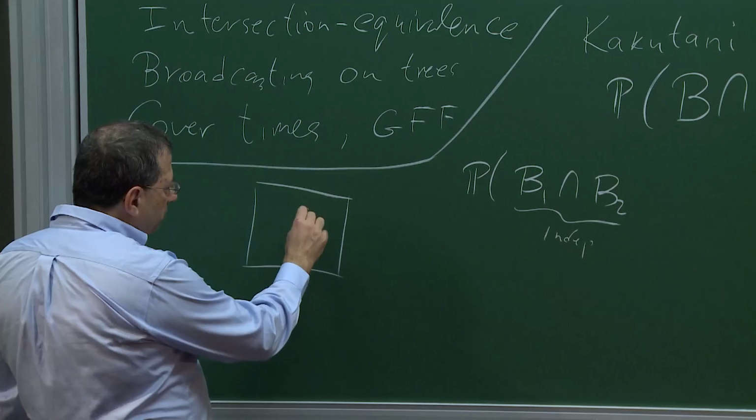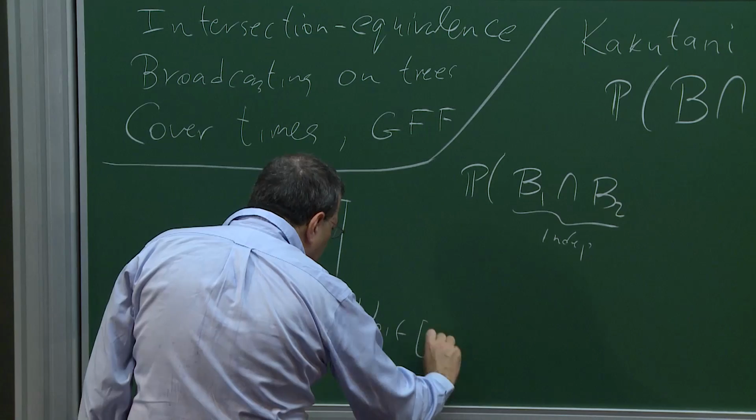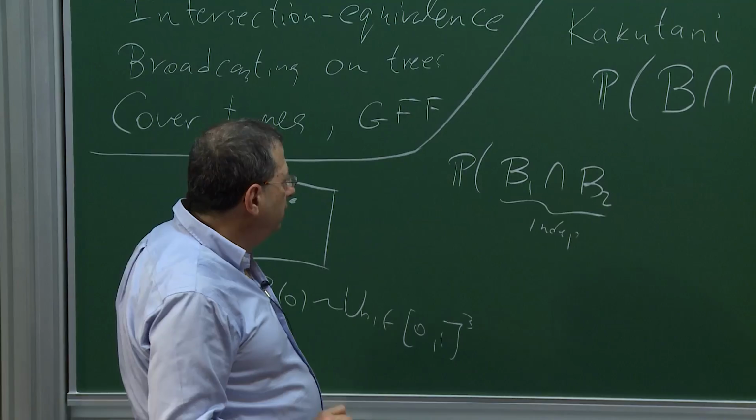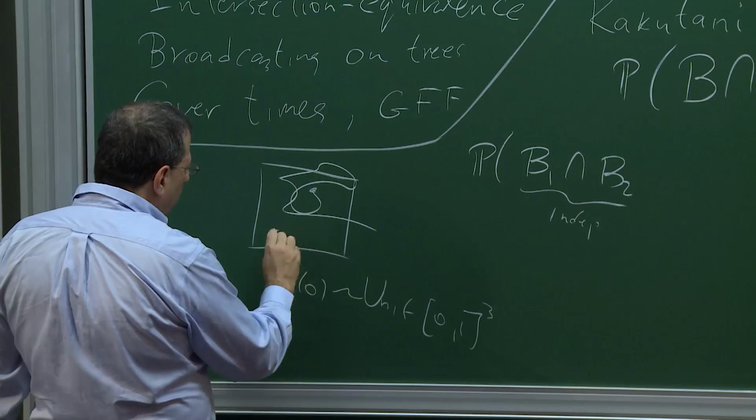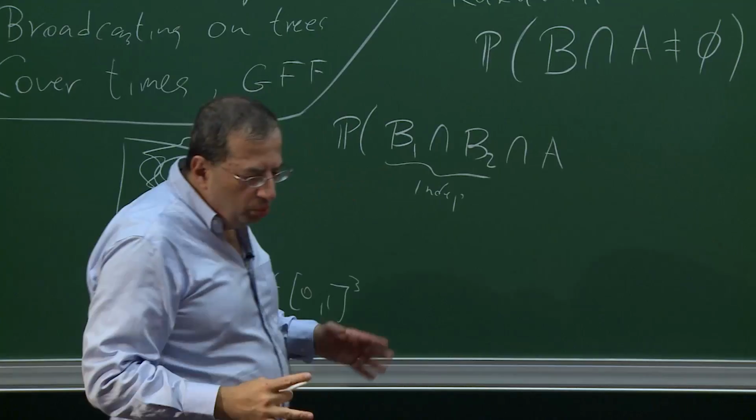So let's think of the initial point. B at time 0 will be uniform in some box, say the unit cube. Okay, and then I take B2. It's an independent Brownian motion. So here is B1, and then I have an independent Brownian motion started at another uniform random point. And I want to know, when does this happen? It's also very classical that two Brownian motions in R3 intersect with positive probability.